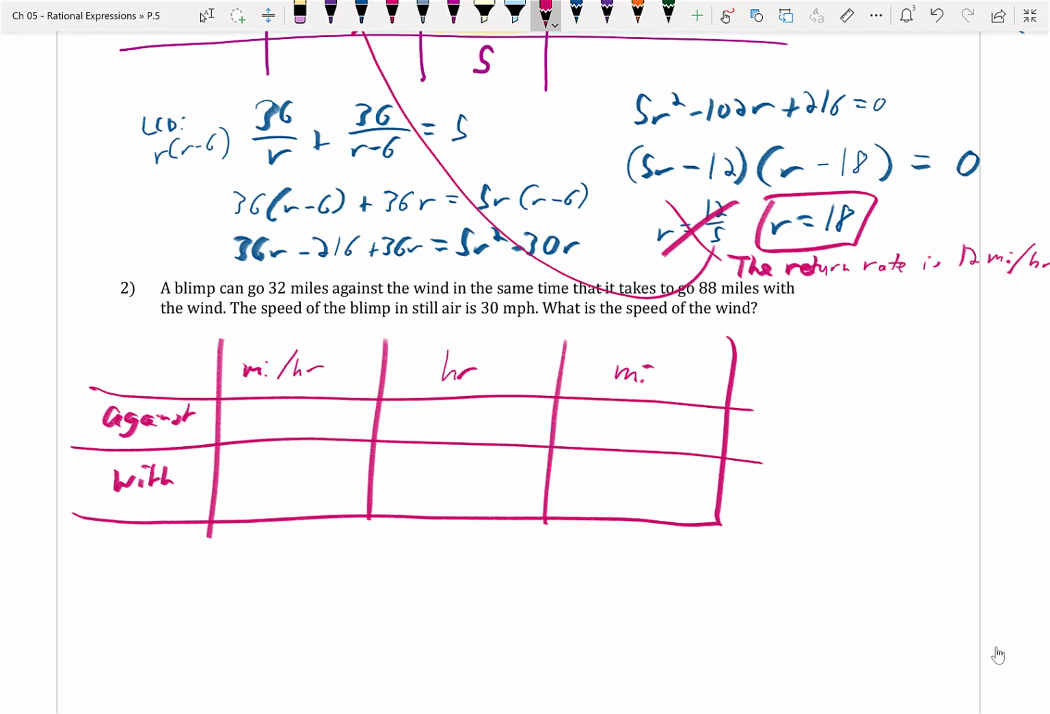So the blimp can go 32 miles against the wind. Here's against the wind, 32 miles, at the same time it takes to go 88 miles with the wind. The speed of the blimp in still air is 30 miles per hour. What's the speed of the wind? I can't put the speed of the wind in the table without defining it as a let statement, because it's kind of existing outside of the table. We're going to let W equal speed of wind in miles per hour.